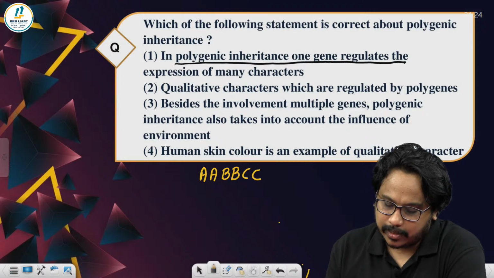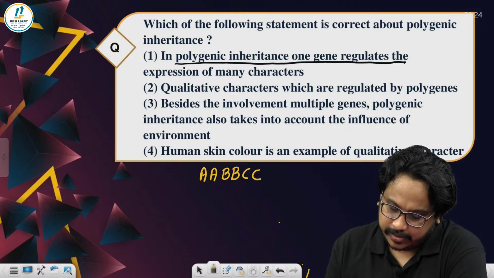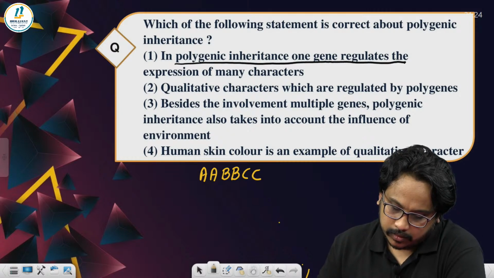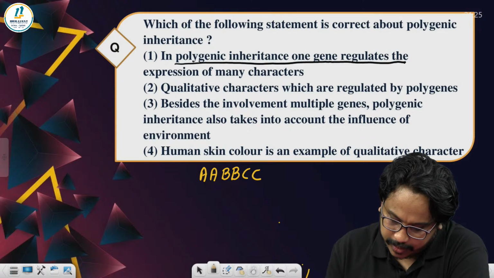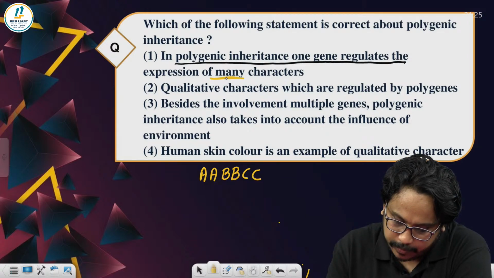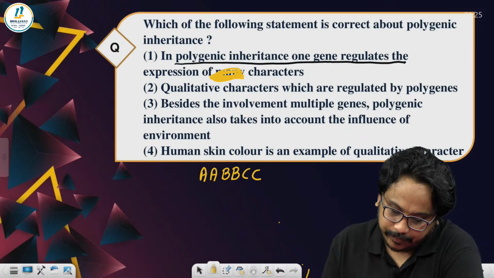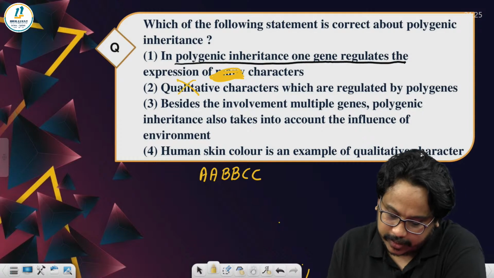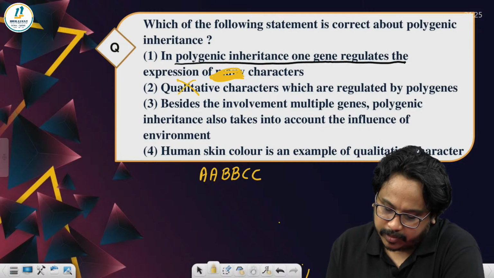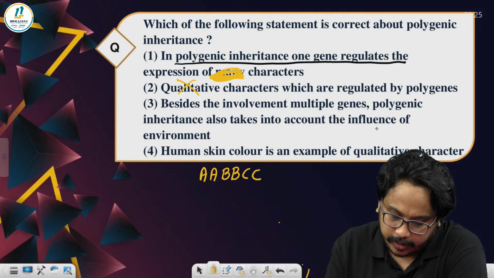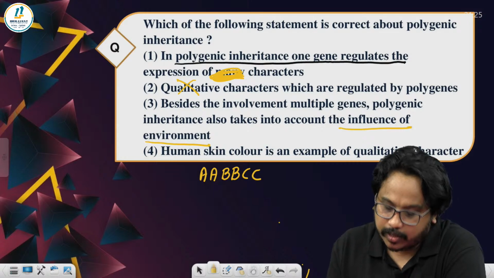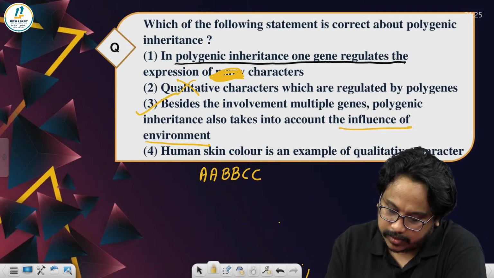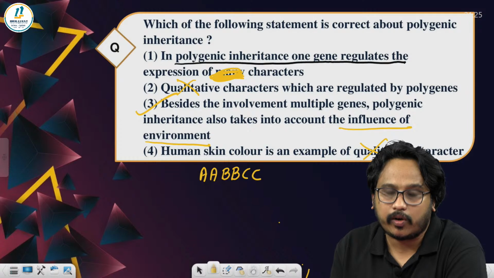Then, quantitative characters are regulated by polygenes. Besides the involvement of multiple genes, it's not inheritance of many characters. Here you should understand it will be influencing only one character. Besides the involvement of multiple genes, polygenic inheritance also takes into account the influence of environment. So understand human skin color is also influenced by the environment. So this is correct. Human skin color is an example of not a qualitative character, it is quantitative.